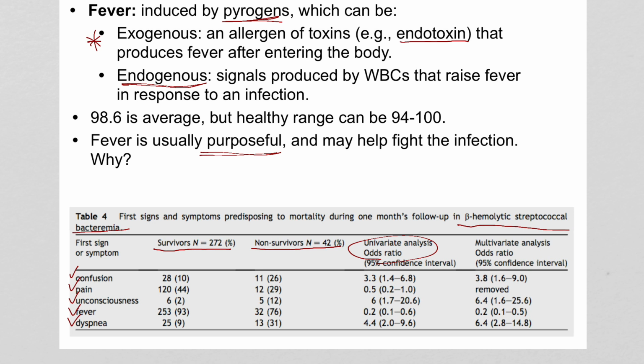Right? So the interpretation is a 3.3 says if a patient comes in confused, they are 3.3 times more likely to die than someone who isn't confused. Same thing, being unconscious, 6 times worse off. Difficulty breathing, 4.4 times worse. Interestingly, these two, pain and fever, were actually good signs. Less than 1 means if you have pain, you're 50% less likely to die. If you have a fever, you're 80% less likely to die, right? 0.2 meaning 20% of the average.